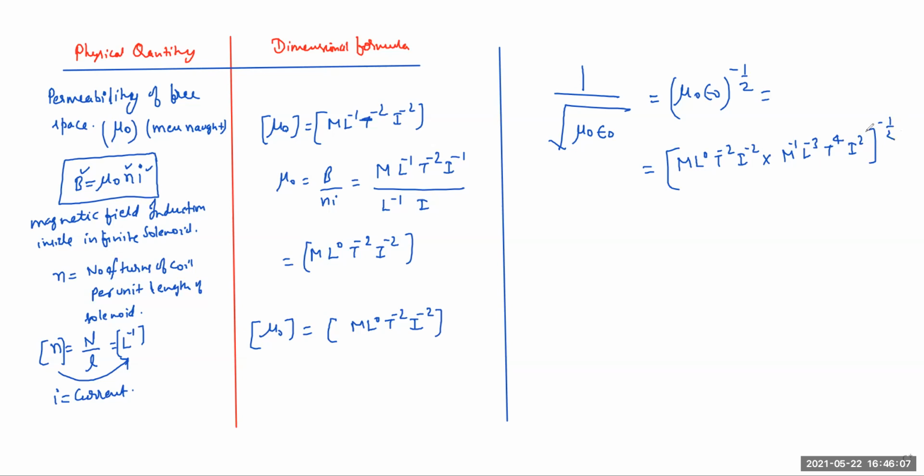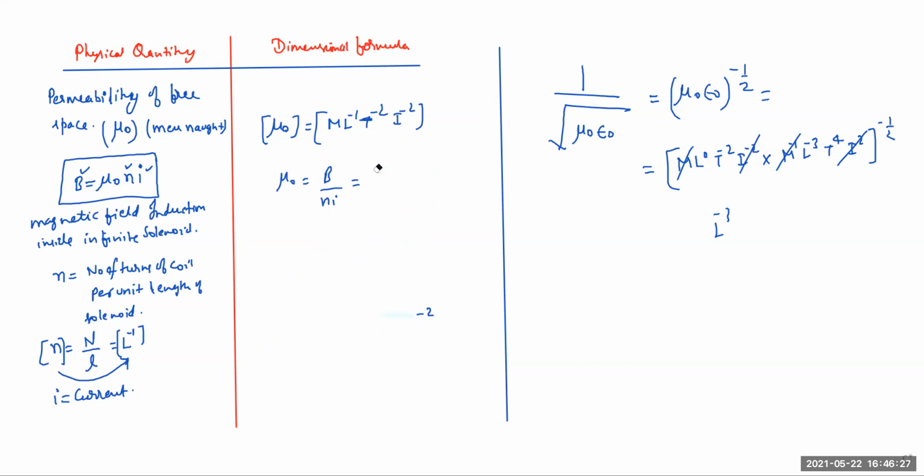So this will cancel out, this will cancel out, and we get L minus 3, T2. So I think L is missing here. What you are saying is it's not zero, something else should come. Okay, M0, L minus 2, T0, and I0. Just wait, I think you have made a mistake.